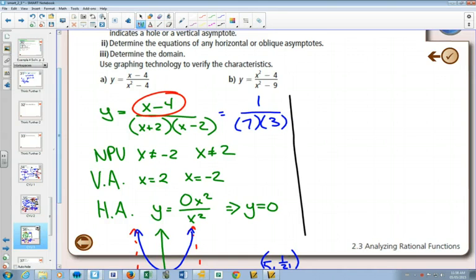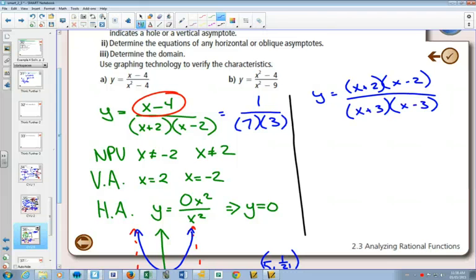All right, we'll finish up with B. First of all, factor it. X plus 2, x minus 2, difference of squares. X plus 3, x minus 3. Non-permissible values are just when you divide by 0, so be careful not to include 2 and negative 2. The only thing that's not allowed is 3 and negative 3. And so that makes our vertical asymptotes x equals 3 and x equals negative 3. Nothing cancels out. There's no holes.